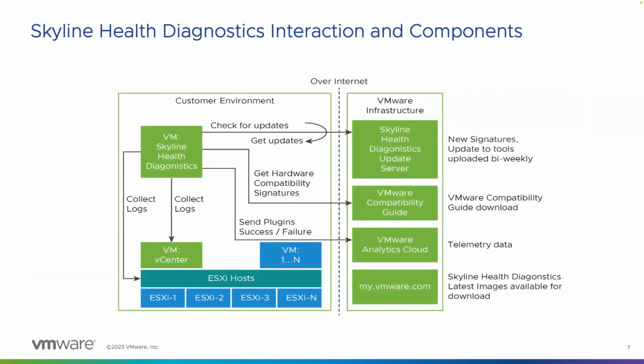So this is how in a nutshell it works. Skyline Health and Diagnostics as a VM will be installed in your environment. It can connect to any of the vSphere infrastructure, but primarily vSphere, vSAN, and VCF. And it will pull the logs, do the analysis, and the result of the analysis, whether the findings worked or not, whether we are able to detect the issue or not, those only go to the CEIP. And the CEIP is enabled by default over there.